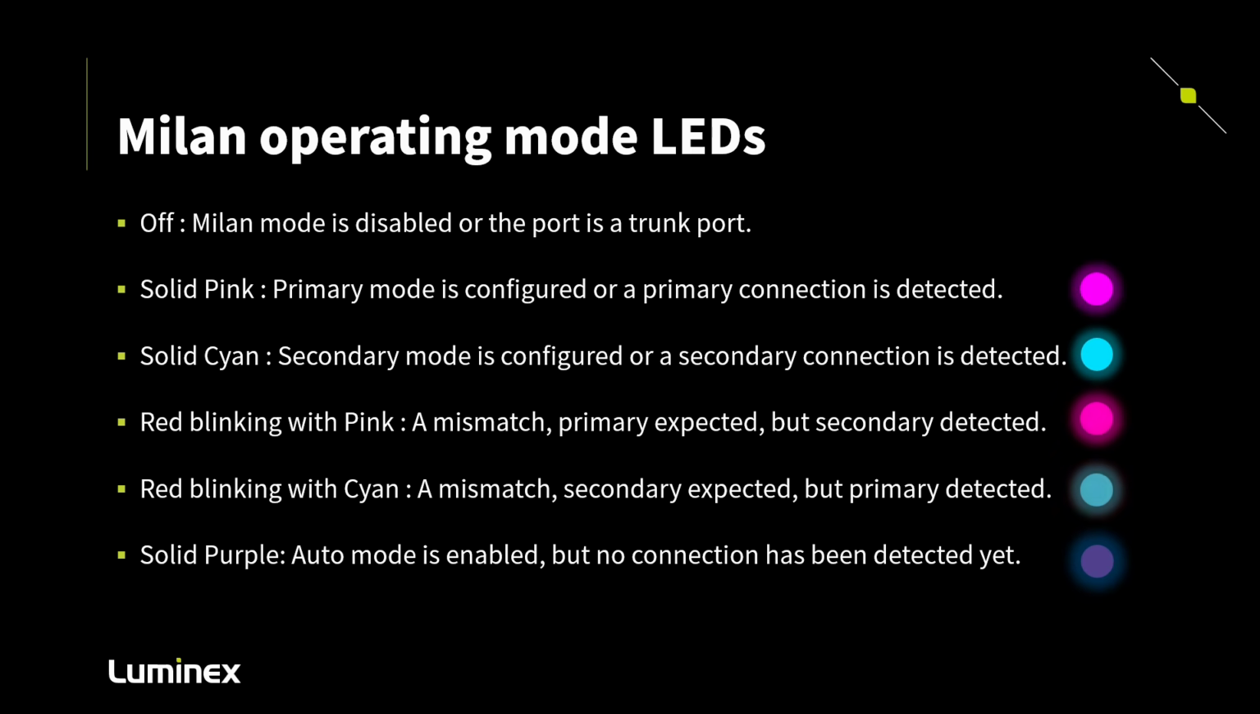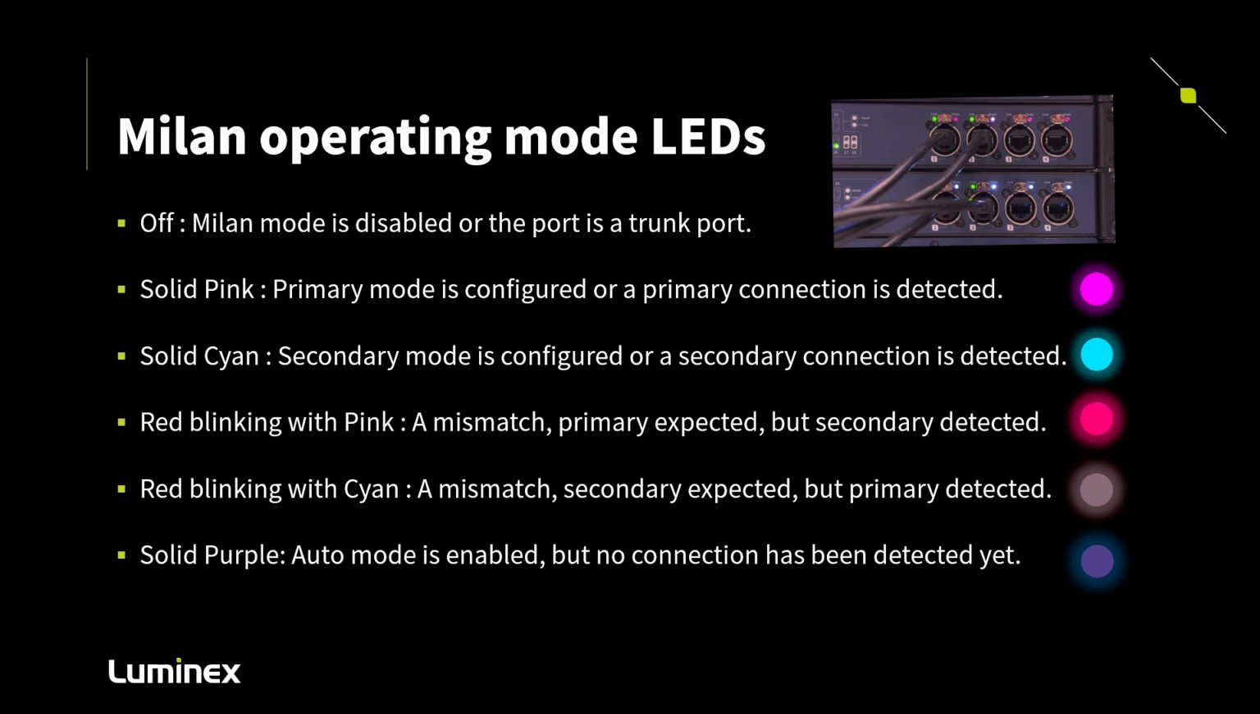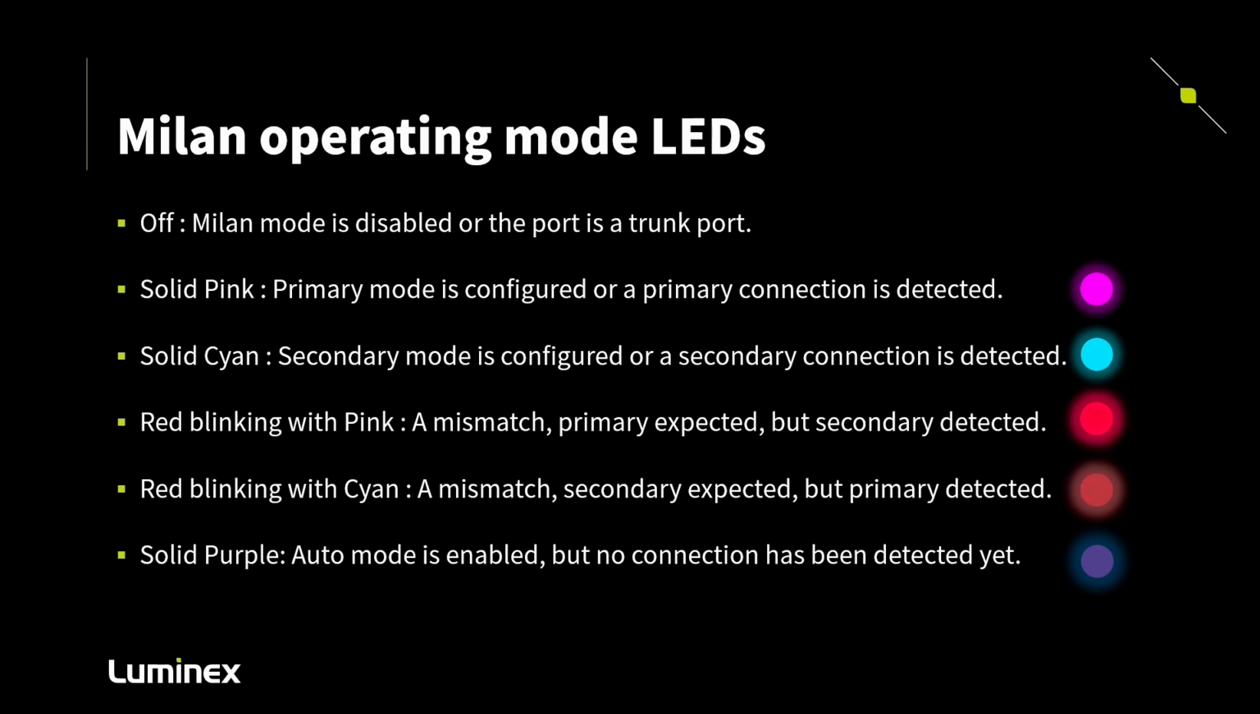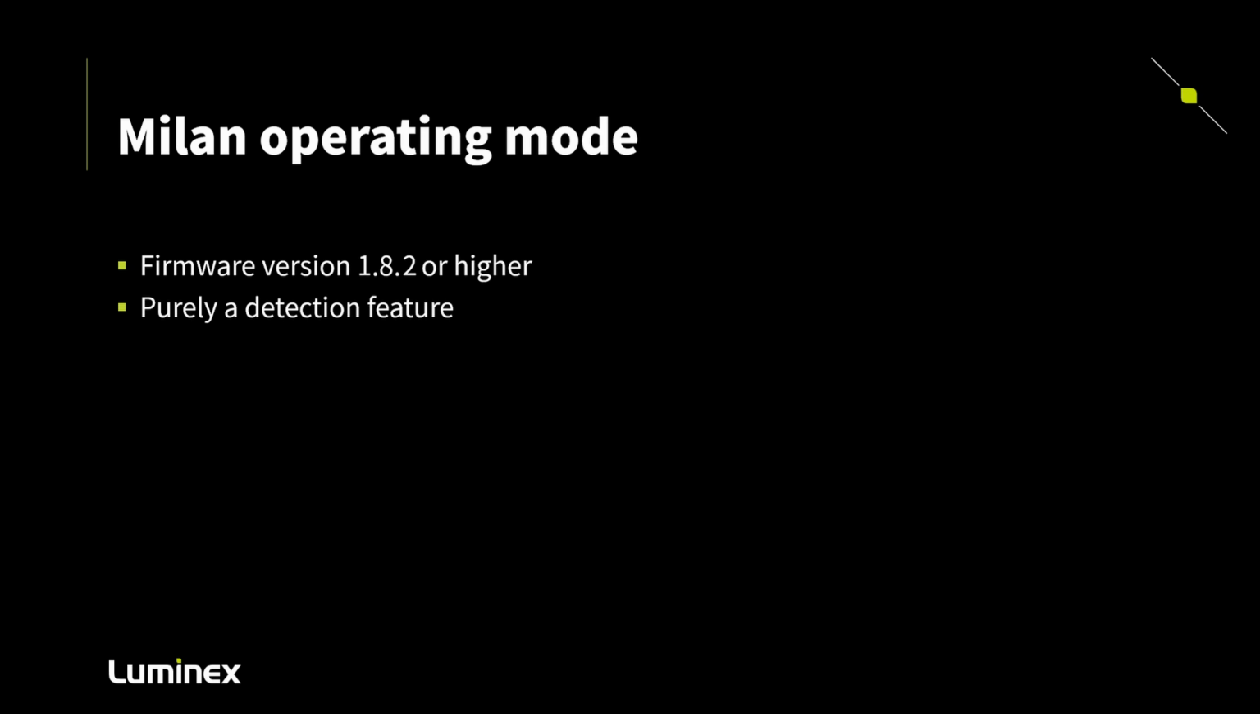Red blinking with pink, a mismatch. Primary is expected but secondary is detected. Red blinking with cyan, a mismatch. Secondary is expected but primary is detected. Solid purple, auto mode is enabled but no connection has been detected.